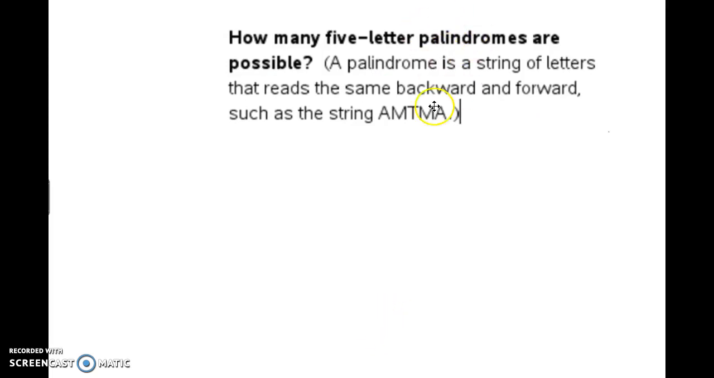So here we have 5-letter palindromes. If you don't know what a palindrome is, a palindrome is like racecar. It's a palindrome because you can go forwards or backwards. R-A-C-E-C-A-R spells the same word forwards and backwards, just like AMTMA does. Now, for this type of palindrome, that's not a word, right? We know AMTMA is not a word, but it is the form of a palindrome. So assuming it doesn't have to be words, it's just a string of letters that's the same backwards and forwards, how many different 5-letter palindromes are there?